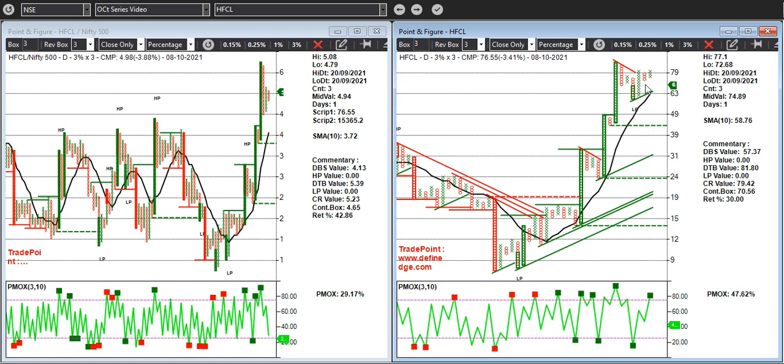This is a good setup. So, and the risk will also be limited. So we can trade this with a double top buy of 81.8 and a stop loss of 70.56.